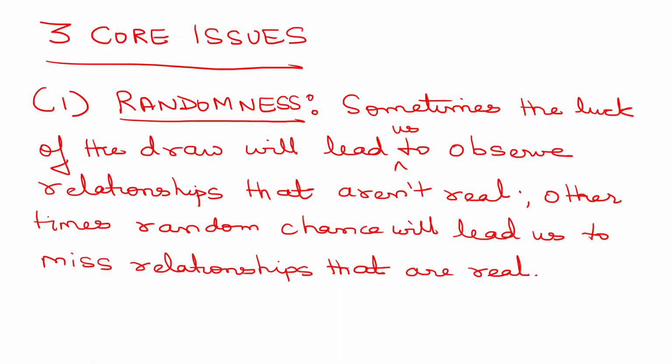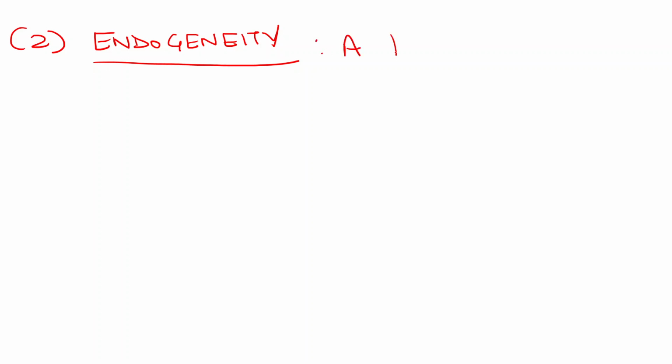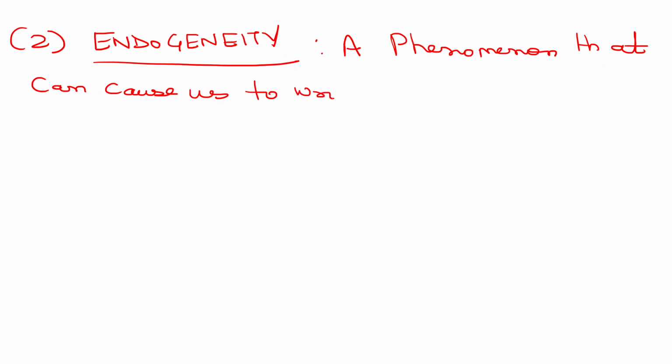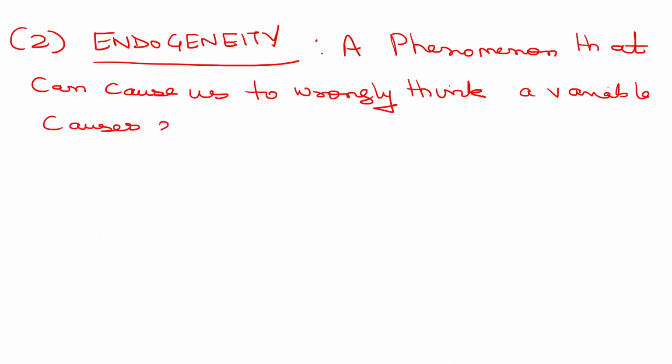The second important theme that we will explore is endogeneity. That's a very important theme. It's a phenomenon that can cause us to wrongly think a variable causes some effect when it doesn't.